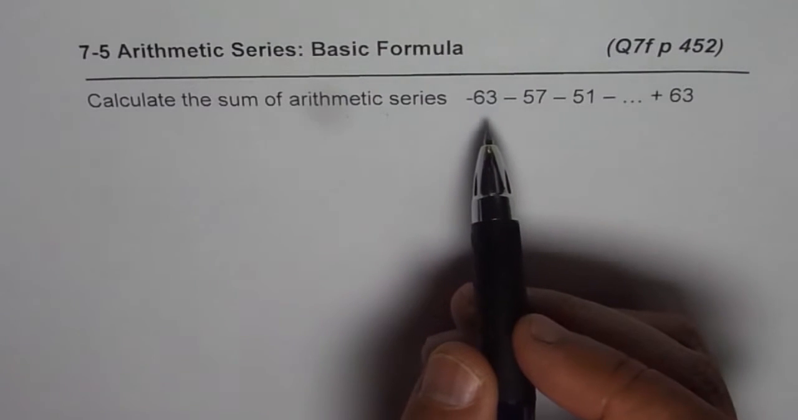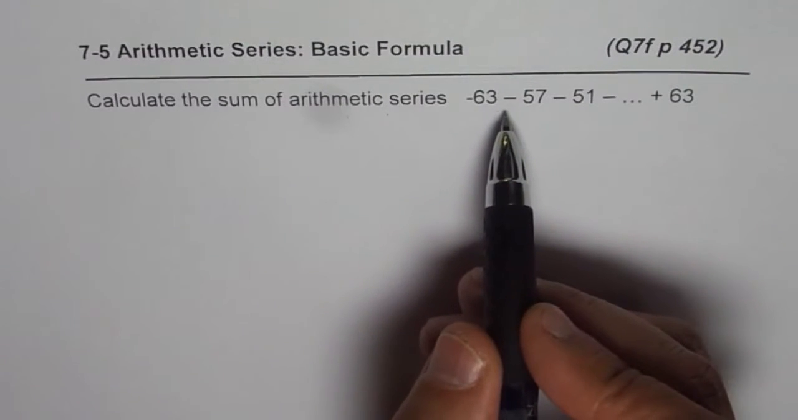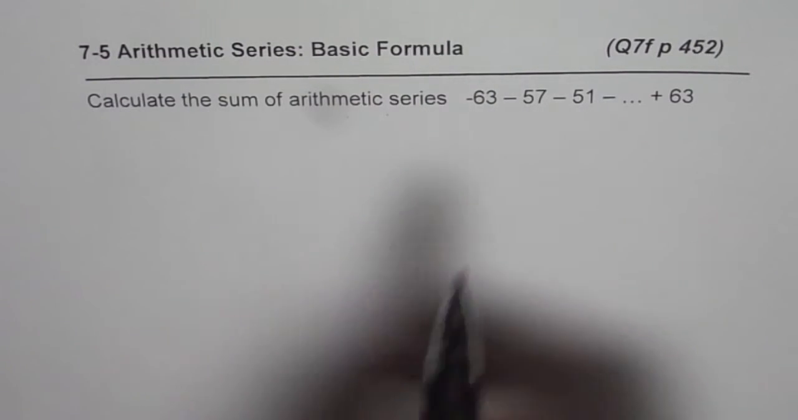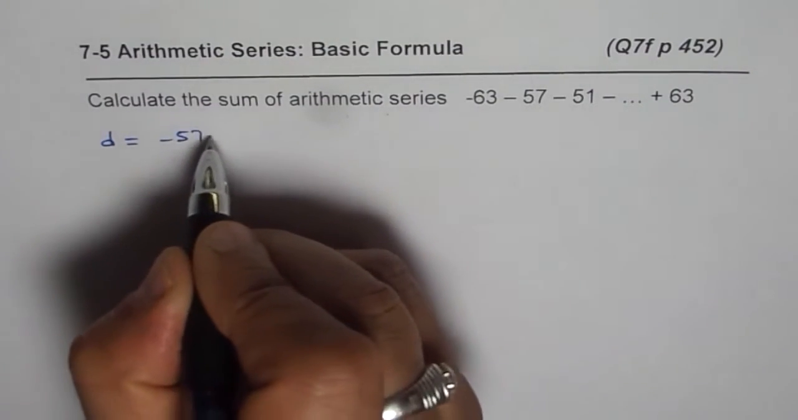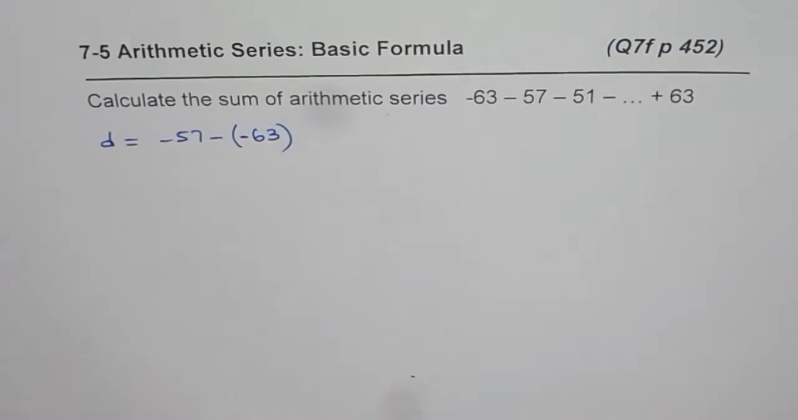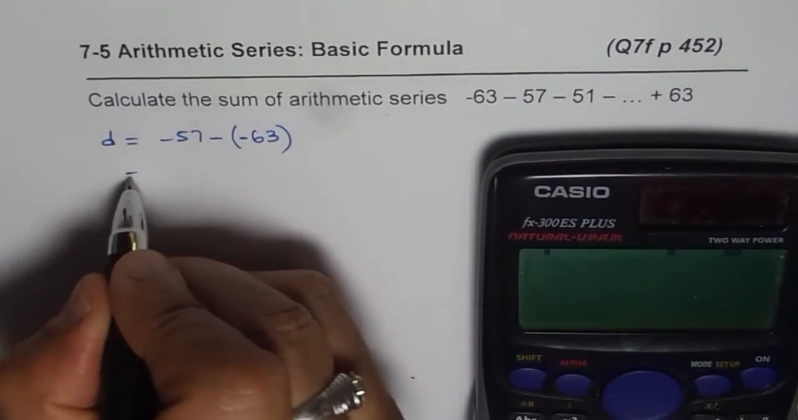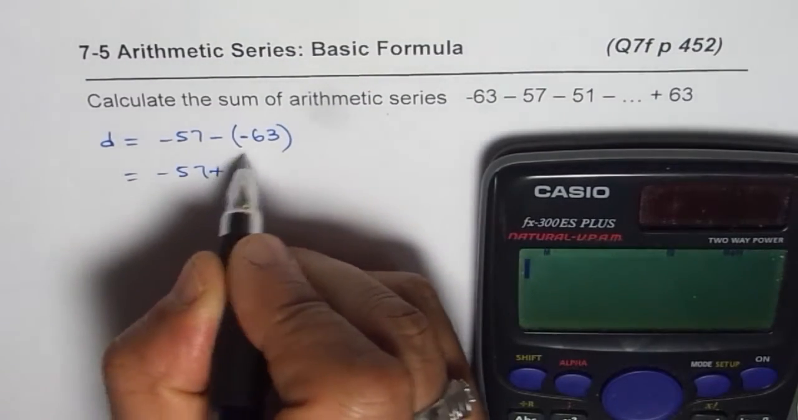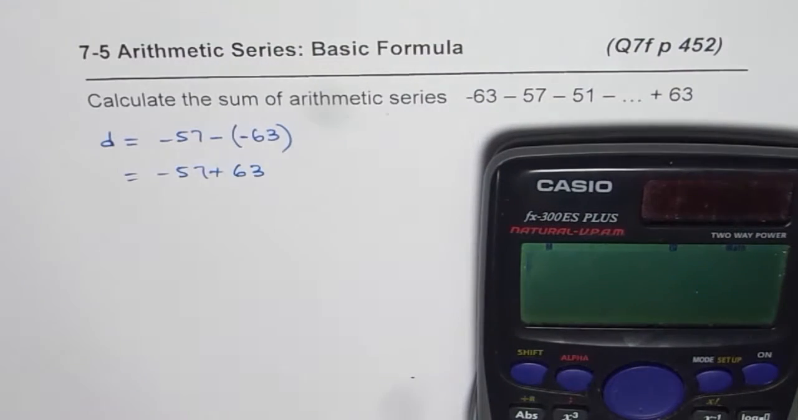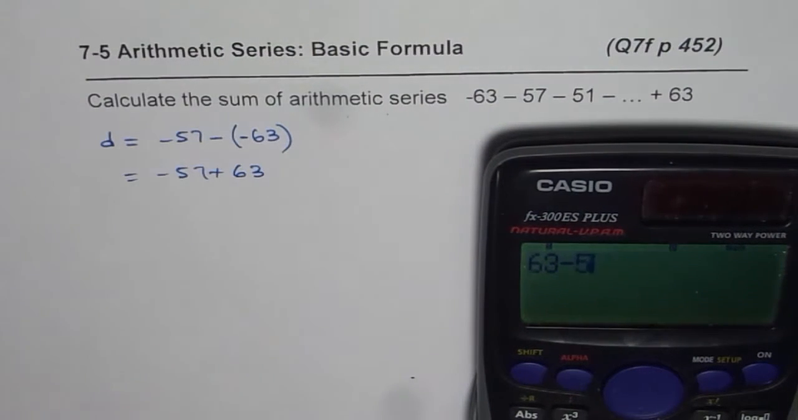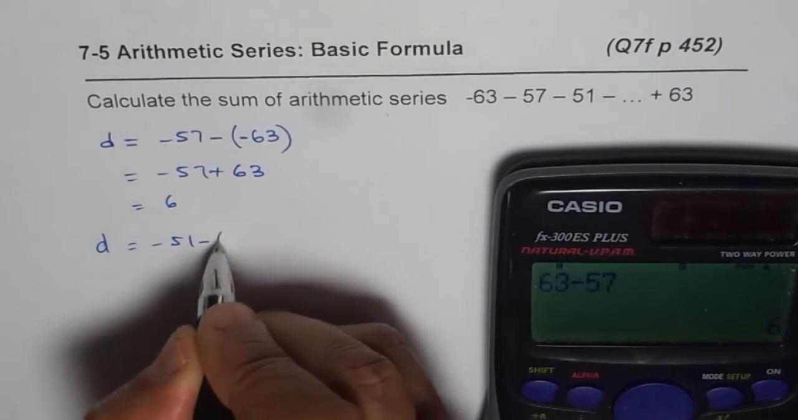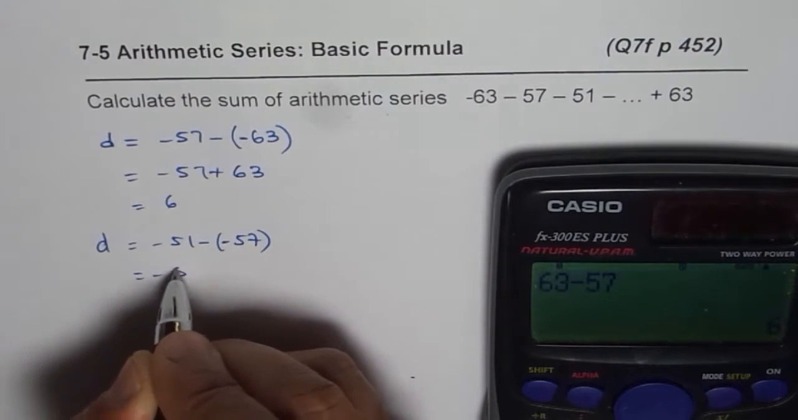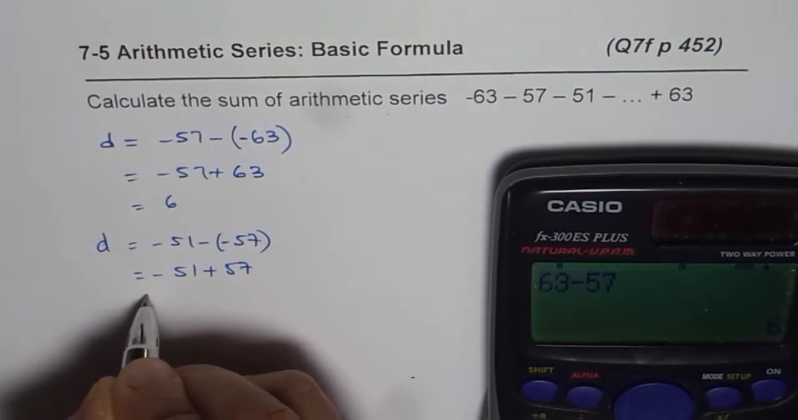But for you, since you have to use the value of common difference, it may be a good idea to find the common difference, right? So you may begin by saying D, the common difference here is minus 57 minus of minus 63, right? And I recommend using calculator, since these days I find students making a lot of small calculation mistakes, right? So basically you could write this as 63 minus 57, and what you get is 6. And then you can find the common difference between the next two terms, which is D equals to minus 51 minus of minus 57, which is minus 51 plus 57, and then that also gives you 6.